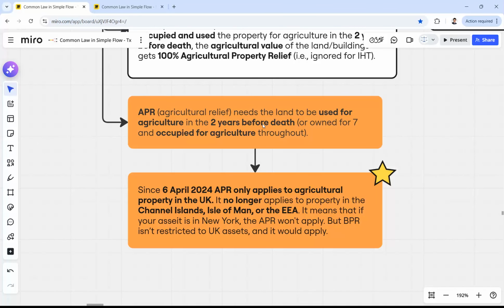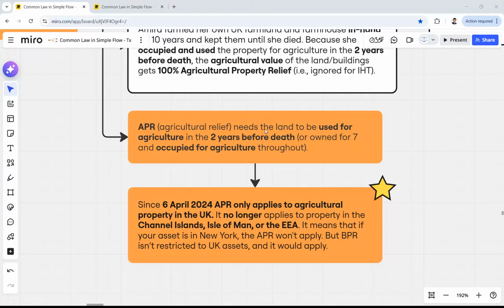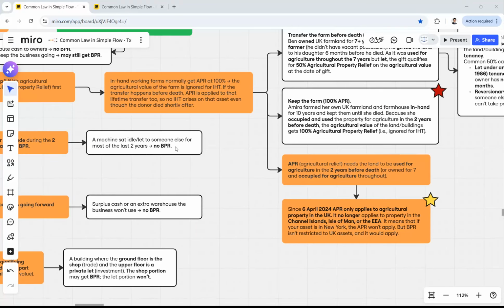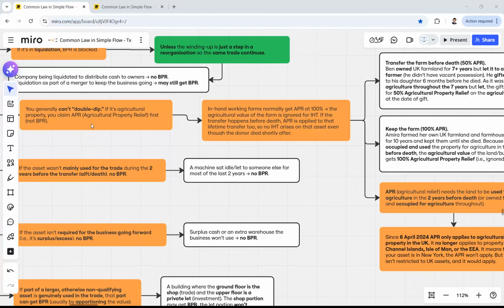APR, agricultural relief, needs the land to be used for agriculture for 2 years before death, or owned for 7 years and occupied for agriculture throughout. So important are 2 years of use for agriculture, or you have owned the territory for 7 years and occupied it for agriculture throughout. To be honest, it's very similar to each other.